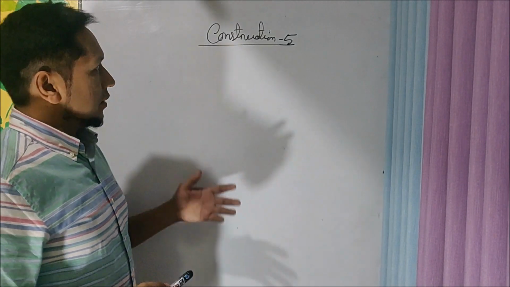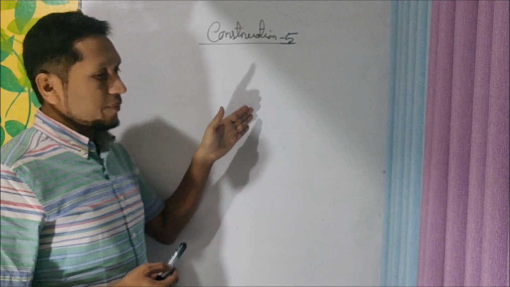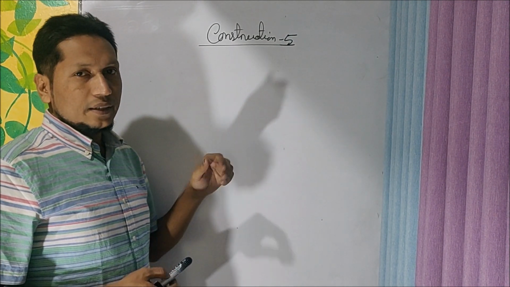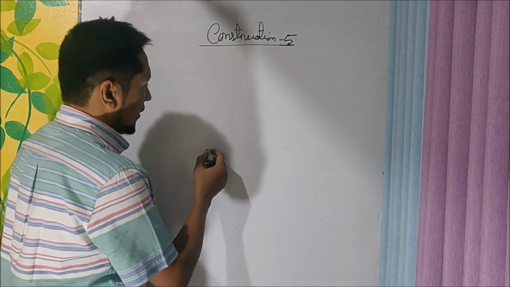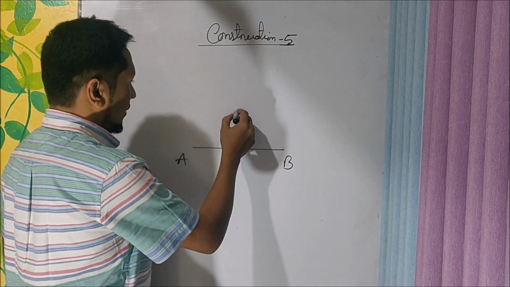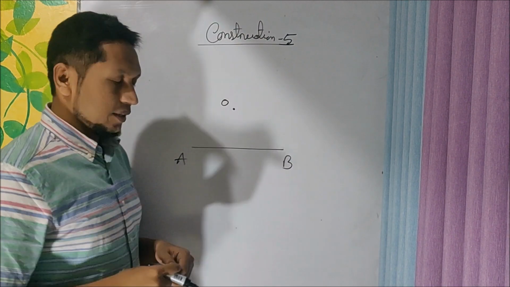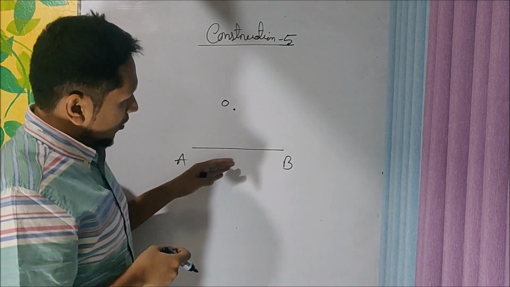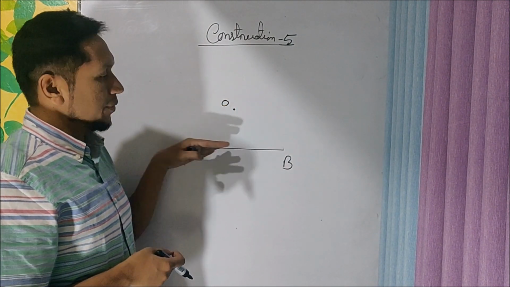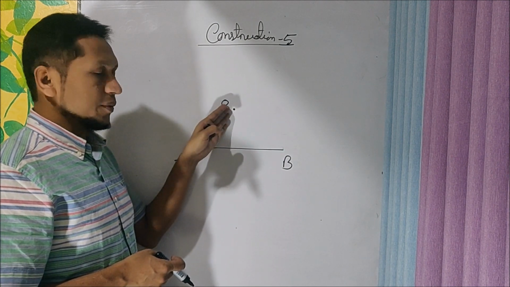Okay, dear students, let us start construction 5. Construction 5 says: draw a perpendicular on a line from a point outside it. That is, if we consider any line AB and any point O outside AB, then we have to draw a perpendicular on AB from the point O. Here O lies outside AB, so we have to draw a perpendicular on AB from the point O.